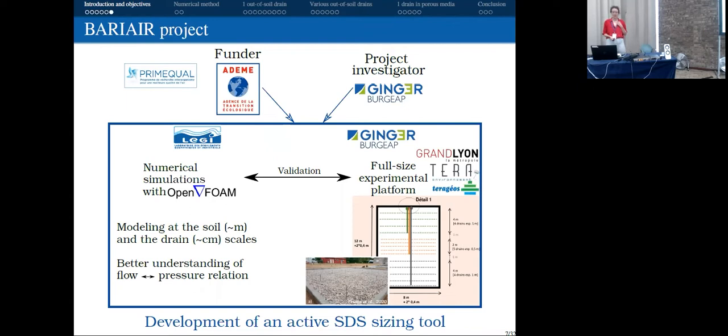At LEGI, we deal with numerical simulation with OpenFOAM, and the main advantage is we are able to model both the source scale, so the meter scale, and the centimeter scale, so the drain scale, in order to better understand the flow-pressure relationships. So the main goal of the project is the development of an active SDS sizing tool.